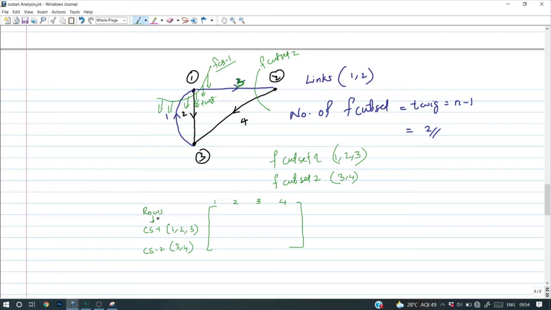So let's consider cut set 1. What are the branches involved? 1, 2 and 3. We can mark 1. Now we need to determine the direction. For cut set 1, branch 1 current is opposite to the cut set direction, so it is negative. For branch 2, the orientation of branch current and cut set direction is the same, therefore this is positive. For branch 3, the orientation of branch current and F cut set direction are the same, therefore positive.